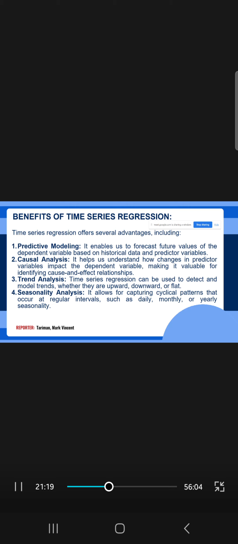So next is trend analysis. Time series regression can be used to detect and model trends, whether they are upward, downward, or flat. So it helps identify and model data trends, recognizing the direction and magnitude of changes over time, and providing valuable information for decision making.